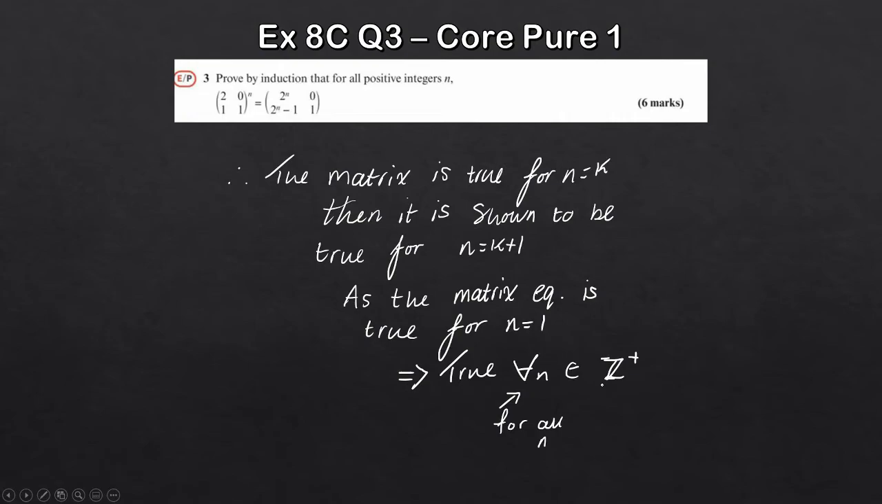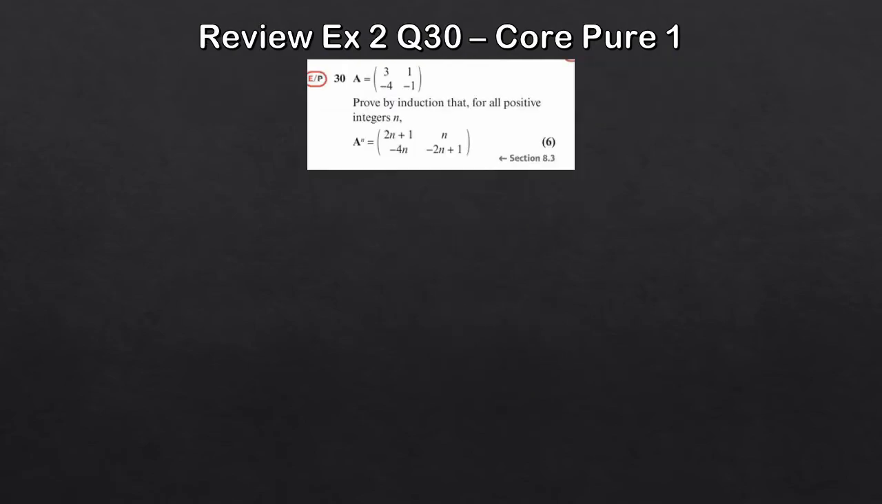So just one more question now. Again, just another matrix one, but just practicing it. So this is from review exercise 2, question 5. Same kind of idea again. We've got a matrix A, and we want to prove by induction that for all positive integers n, A to the n is equal to this matrix here. So it's not actually kind of shown, but it's basically just the same as the last one.